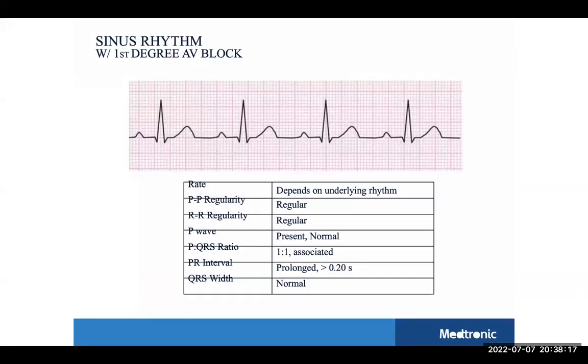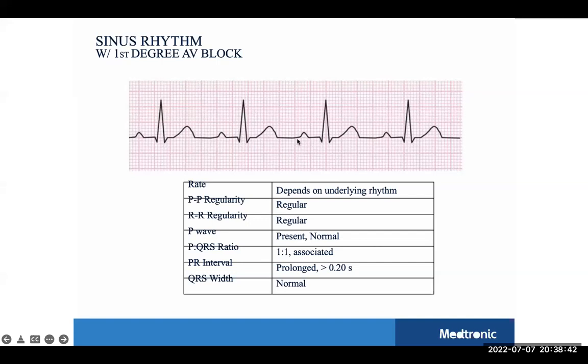Now, quickly, the blocks. AV block, first degree AV block, I will not discuss it at length. We'll finish in the next 15 minutes. First degree AV block is basically a normal ECG. The only problem is the PR interval is prolonged. And the PR interval, I remember I told you, is from the beginning of the P wave up to the beginning of the QRS complex.